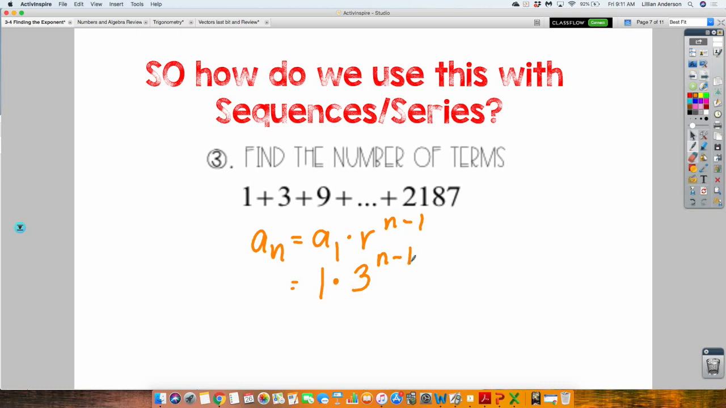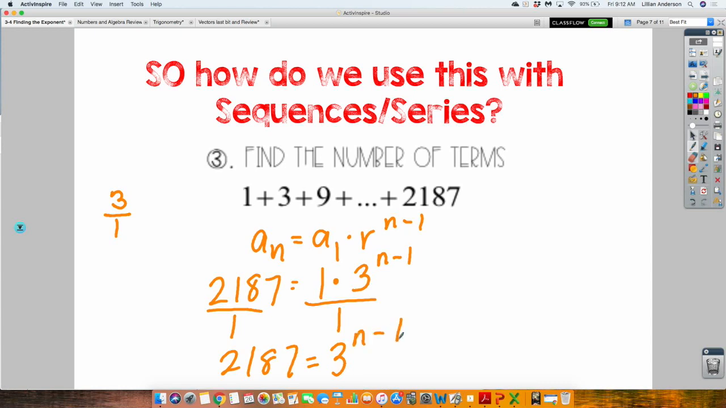And just a reminder, divide your second term by your first term to get your common ratio. That's how we got 3. So we're going to plug in 2187, and we're going to set it equal to what we have. Now this one's set up like the last two problems from the 3-4 examples. So we're going to start by dividing 1 by both sides to get the base by itself. And 2187 divided by 1 is just 2187 equals 3 to the n minus 1. Now we're going to do the log just like before. Log of our answer divided by the log of our base equals n minus 1, our exponent.